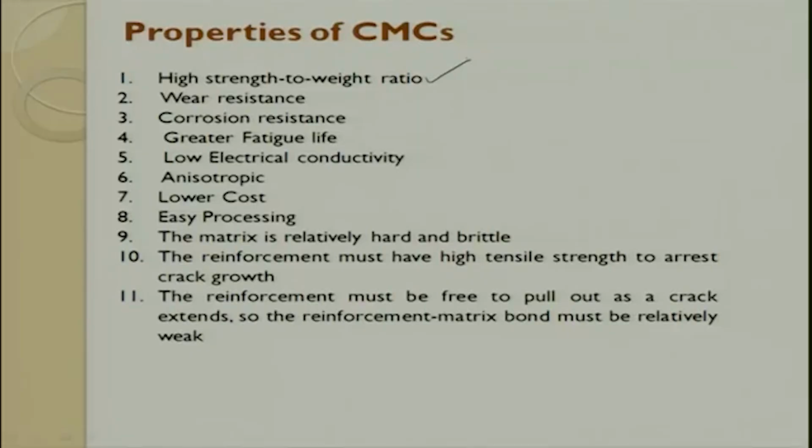The property common to all composites is a very high strength to weight ratio. Ceramics on their own have very good wear resistance, so ceramic matrix composite will have wear resistance properties. It will have corrosion resistance. Since it is a ceramic matrix composite, its fatigue strength is enhanced. If you want to enhance the fatigue strength of ceramics, we convert them into ceramic composites. Then we have low electrical conductivity, and you can add particulates to change this property. It has anisotropic property. It is low cost and easy to process.